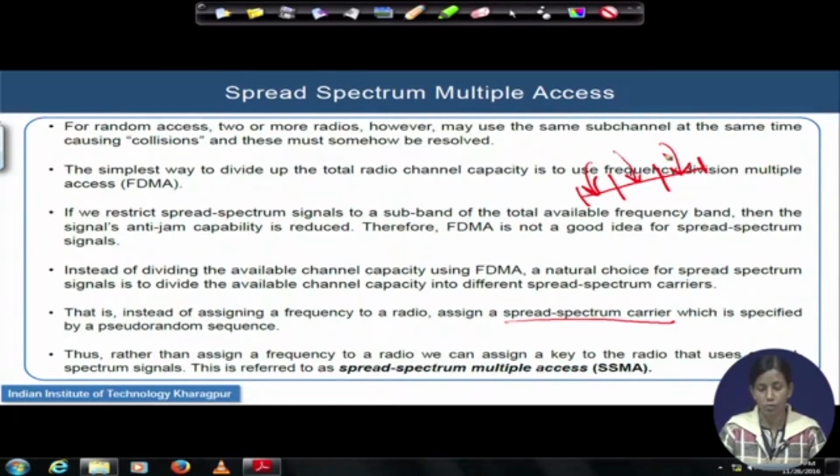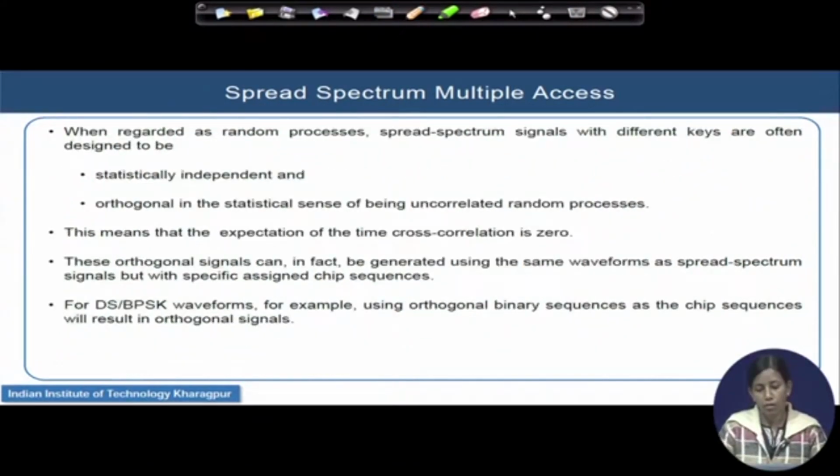Remember that the key should have some very specific fundamental properties, and we will see those properties in the next slide. To avoid multiple user interference over the network, we should be very much aware that for these spread spectrum signals with different keys, the keys should be designed such that all the keys are statistically independent of each other, and orthogonal also in the statistical sense. For example, they should be completely uncorrelated random processes. It means that if you do the time cross correlation and take the expectation of the cross correlation values, it should give you a perfect 0.